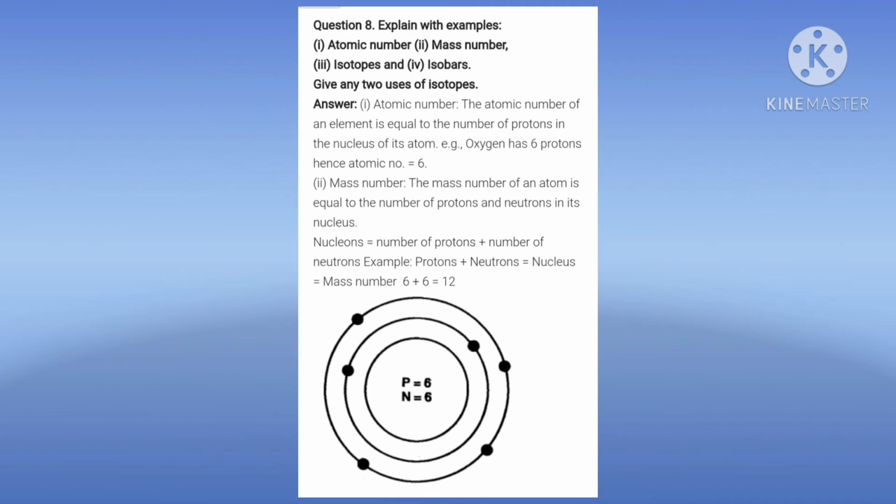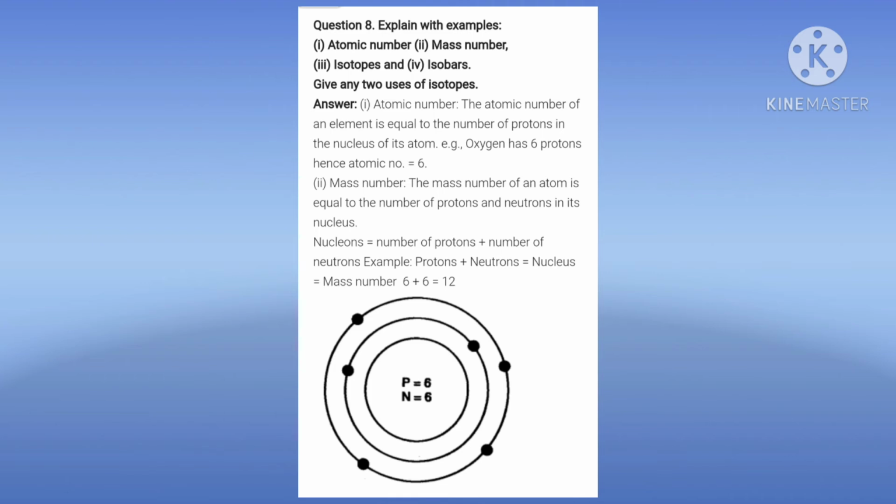That's why the atomic number is about the number of protons. Okay. Next, mass number. The mass number of an atom is equal to the number of protons and neutrons in its nucleus, so it is also called the nucleon number: number of protons plus number of neutrons. For example, in oxygen, proton plus neutron is equal to the mass number, 6 plus 6, that is 12.